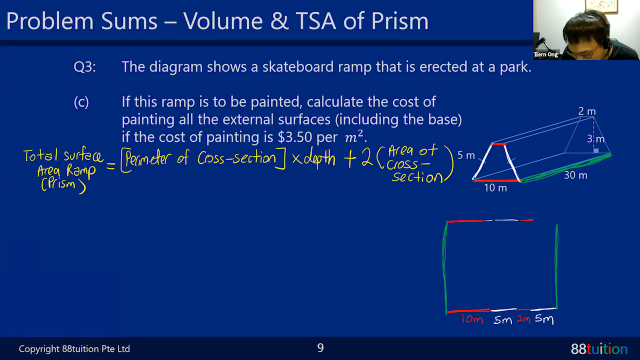That's why the formula is so beautiful. It asks you to find the perimeter of the cross section, which means you're supposed to add up all this. This is called the perimeter of the cross section. Can you see or not?